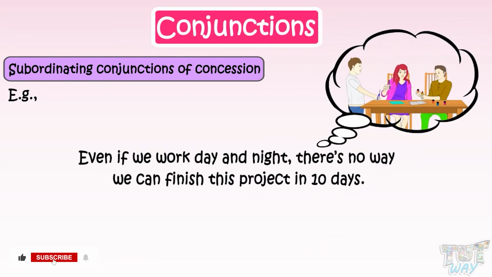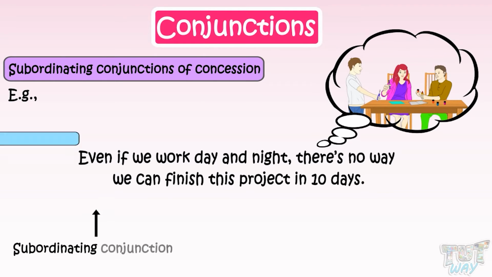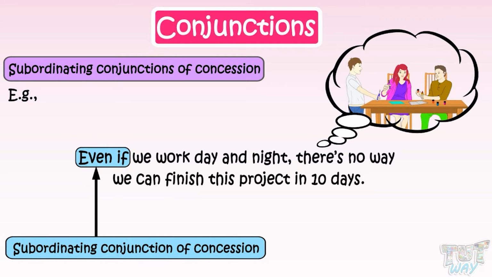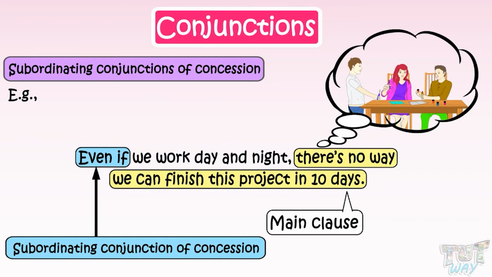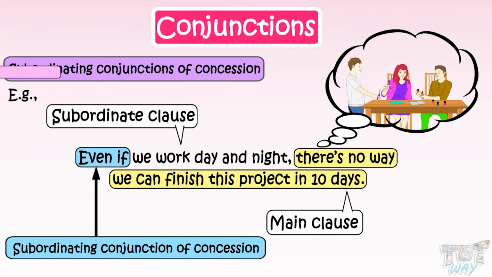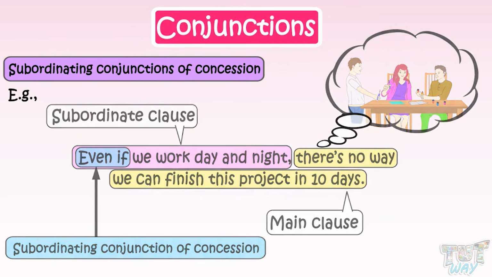Even if we work day and night, there's no way we can finish this project in 10 days. Here, the conjunction "even if" is a subordinating conjunction, as it is connecting a main clause, "there's no way we can finish this project in 10 days," and the subordinate clause, "even if we work day and night." And it is indicating the aspect of concession.